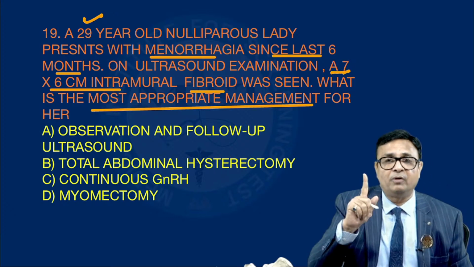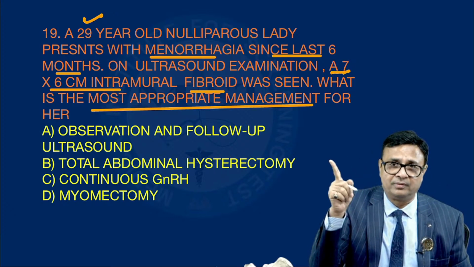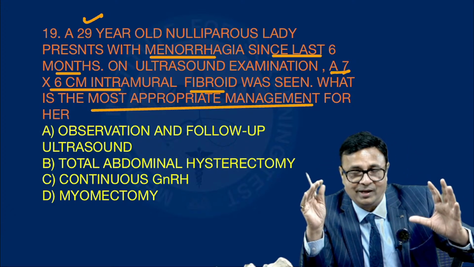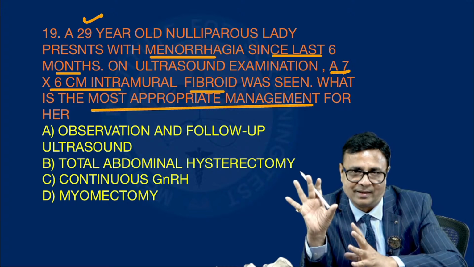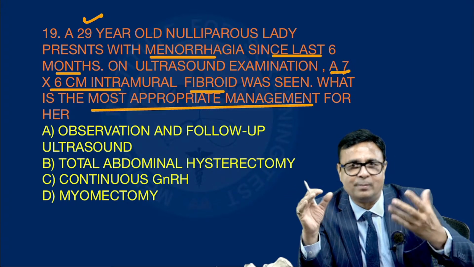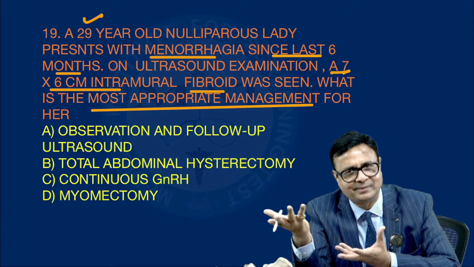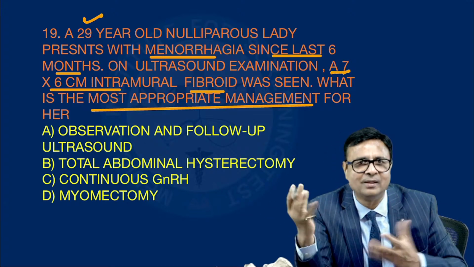Management of fibroid depends on symptoms. If she is asymptomatic, no symptom, follow up. If symptoms are present, treatment is done. And the primary treatment for fibroid is surgical treatment. If she is multiparous, total abdominal hysterectomy. If she is nulliparous, myomectomy.